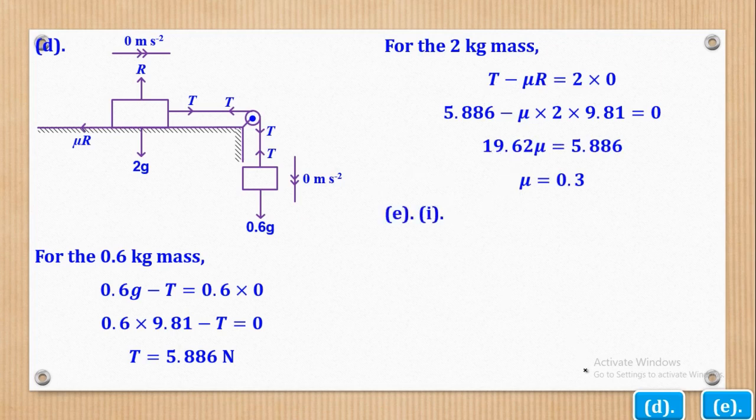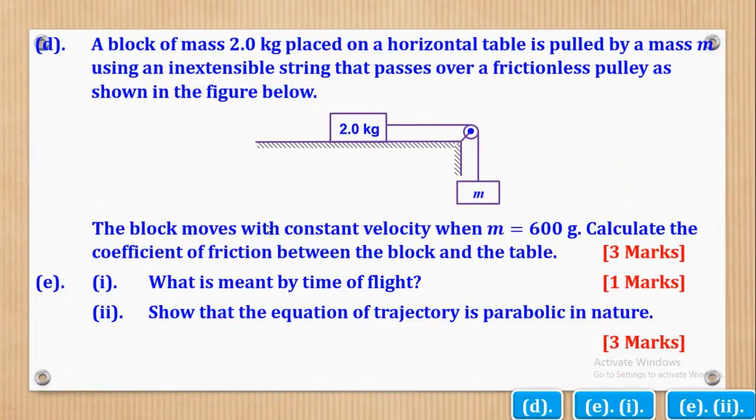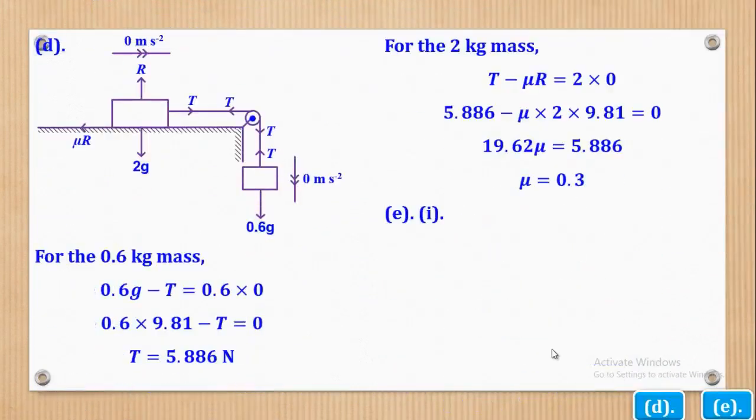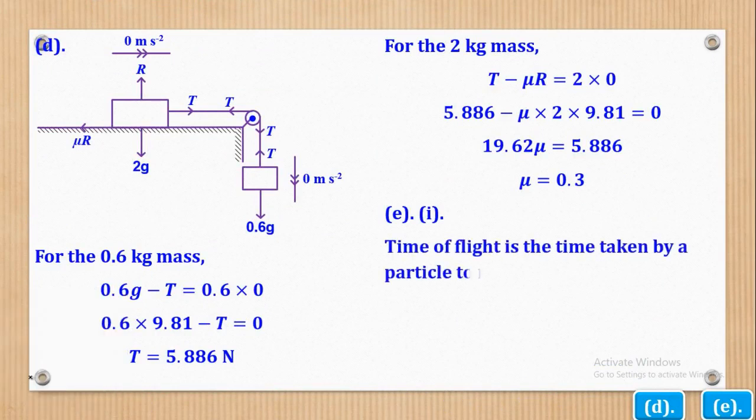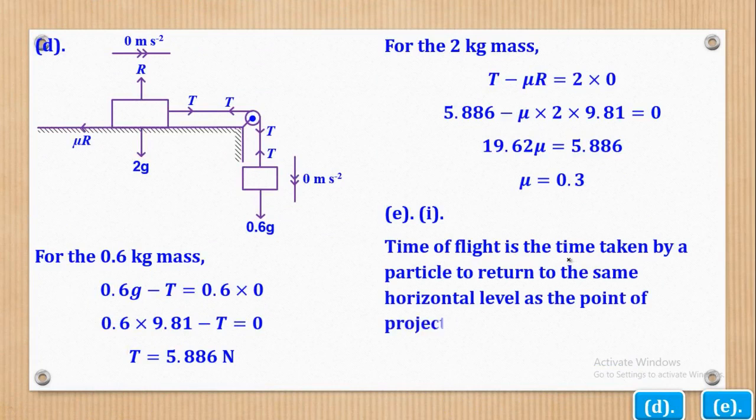Now we shall go to part E. So part E Roman 1 says, what is meant by time of flight? So time of flight is the time taken by a particle to return to the same, note that word, same horizontal level as the point of projection.